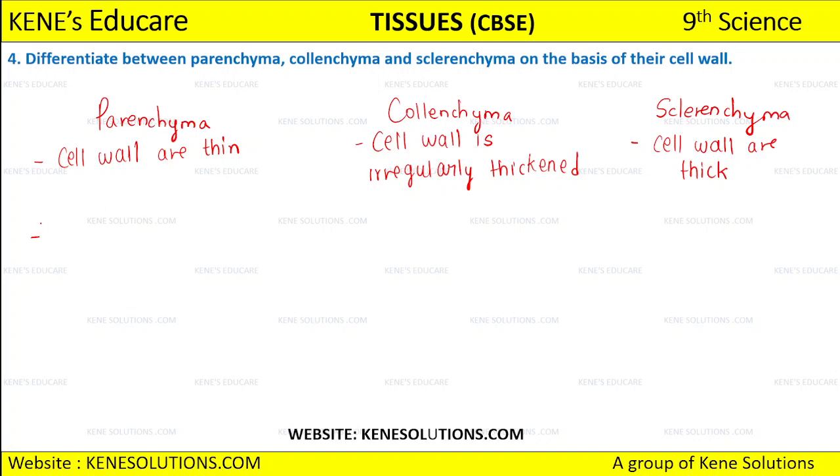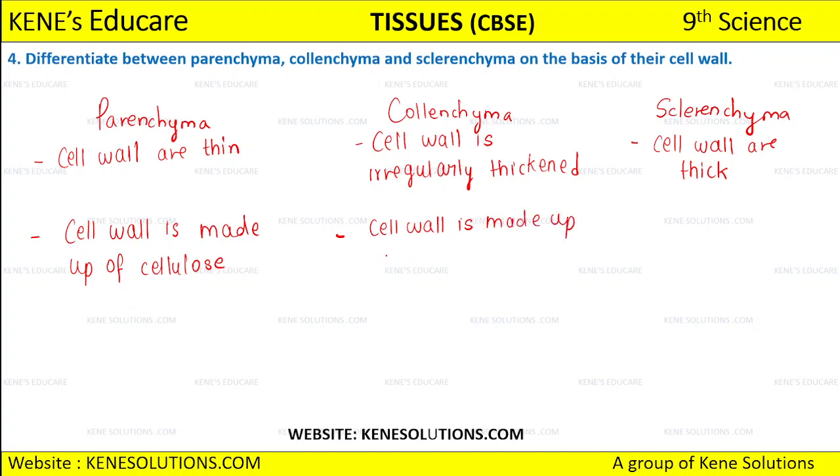After that you will write that the cell walls are made up of cellulose. Parenchyma's cell wall is made up of cellulose. Okay. Collenchyma's cell wall is made up of pectin and hemicellulose. So I'll write the cell wall is made up of pectin and hemicellulose. Okay. After that sclerenchyma's cell wall has deposition of lignin.